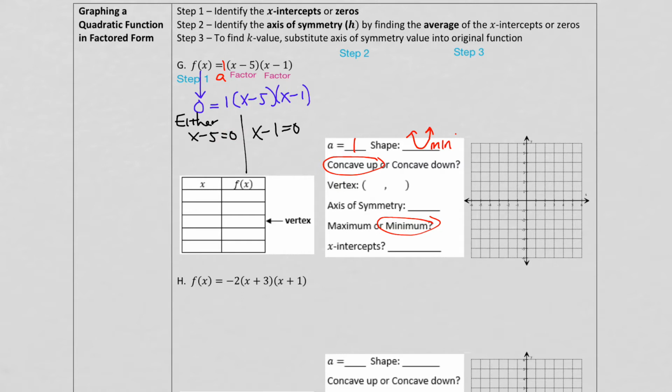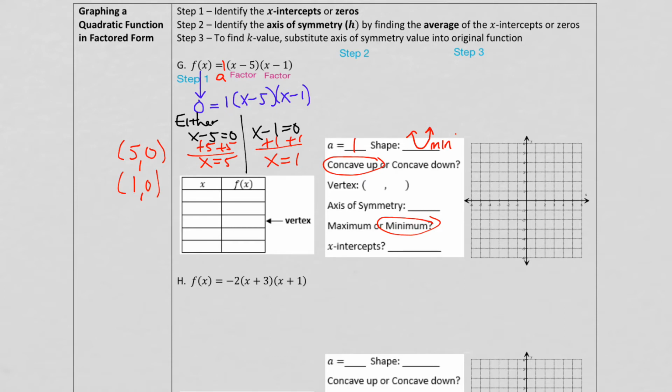So that's my first step. Here I can add 5 to both sides, and I get x equals 5. That's one x-intercept. I can here add 1 to both sides, and I get x equals 1. So I just found my two x-intercepts. And just to be clear, these x-intercepts are points. So x equals 5 is the x-intercept (5, 0), and the x-intercept of 1 is the point (1, 0). So I just found 2 points for my quadratic function.